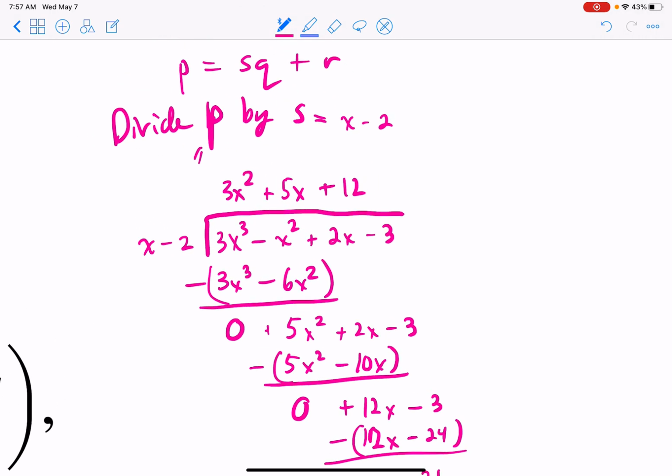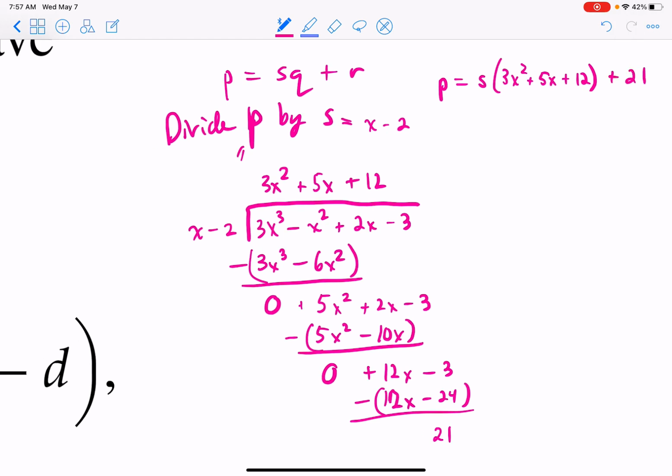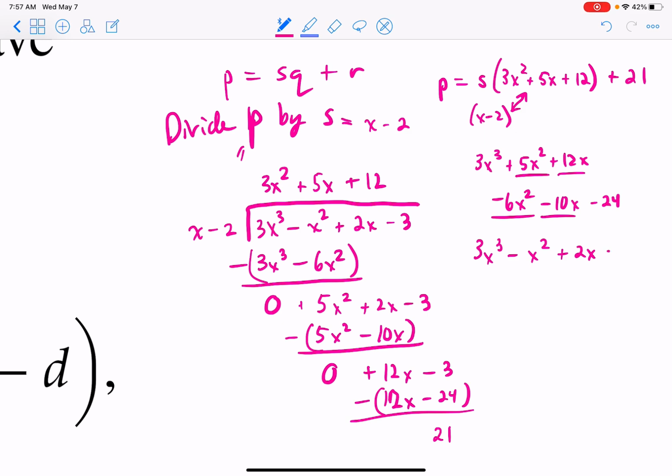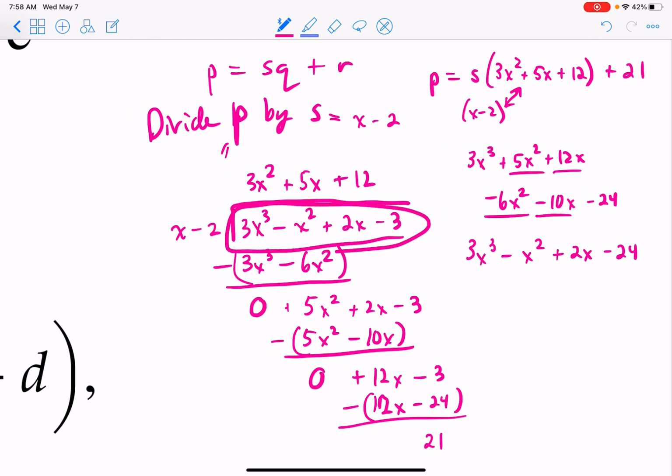Okay, so what we're going to see here is that p is equal to s times 3x squared plus 5x plus 12, and then I think plus 21. Or maybe it's minus 21, but let's check. So what's my s? x minus 2. If I multiply these two together, then I'll get 3x to the third plus 5x squared plus 12x minus 6x squared minus 10x minus 24. And then what does that give me? It'll be 3x to the third minus x squared, and then plus 2x minus 24. And that's almost what I started with. That's almost p. This was p, remember? But when I add 21, I get the correct minus 3. So it really did work.